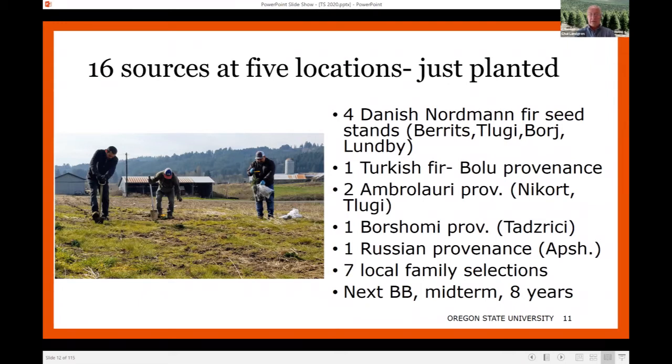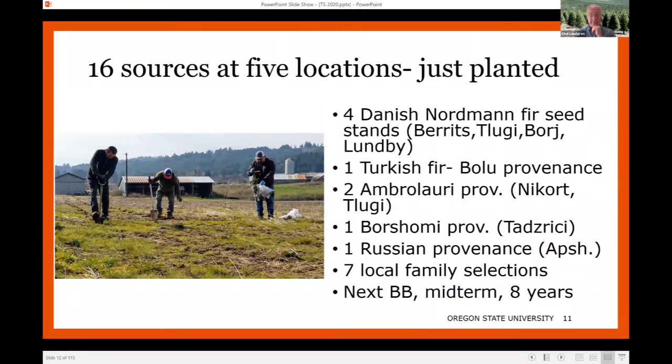So in terms of what's going to be happening with these trials, again, they were just planted. We just finished the last planting a week ago. The next thing we'll be doing with this trial will be looking at bud break. Next year we'll be doing some evaluations of bud break. We'll probably do a midterm evaluation for growth and quality. And then when the trees are getting close to harvest, we'll evaluate how the trees performed for height, grade, and color, the standard things that growers or buyers would be looking for when they buy trees.